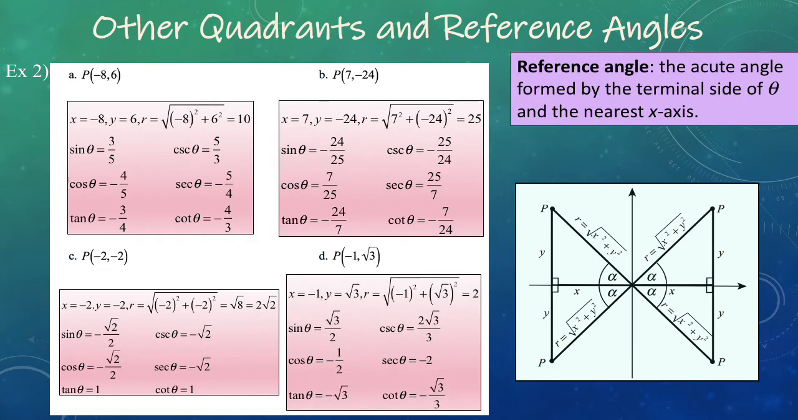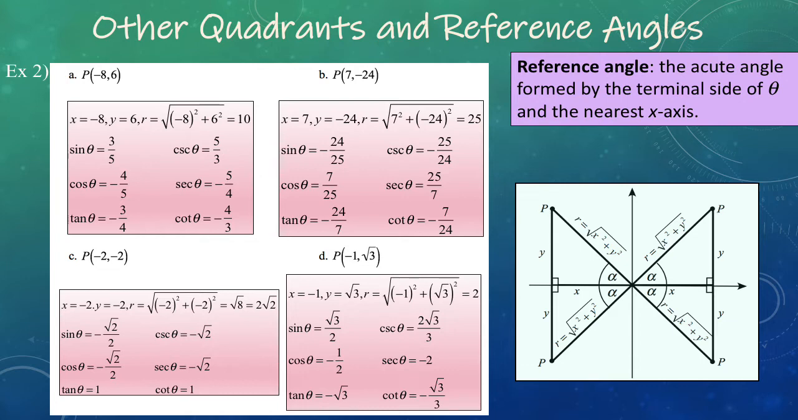D is the point (-1, square root of 3), which puts us back into the second quadrant. The hypotenuse is the square root of (-1) squared plus the square root of 3 squared, which is the square root of 4, or 2. Therefore, sine theta is the square root of 3 over 2, while cosine theta is equal to negative 1/2, and tangent theta is equal to negative square root of 3.